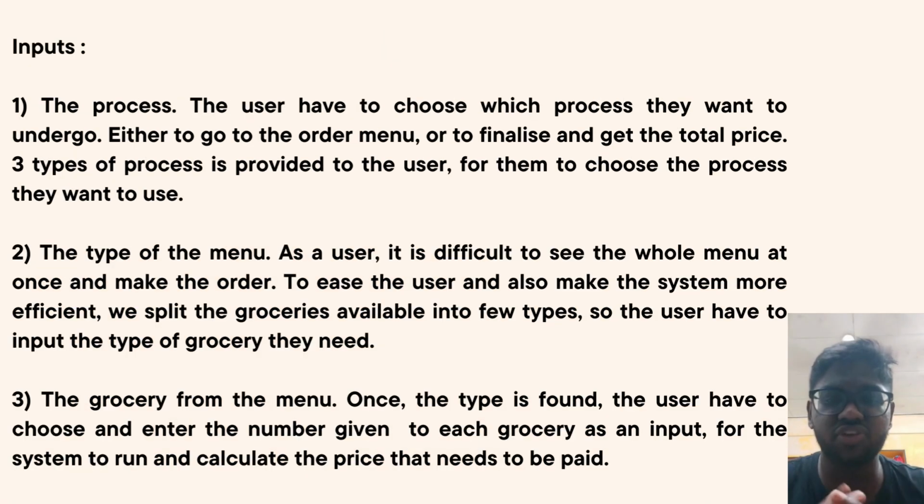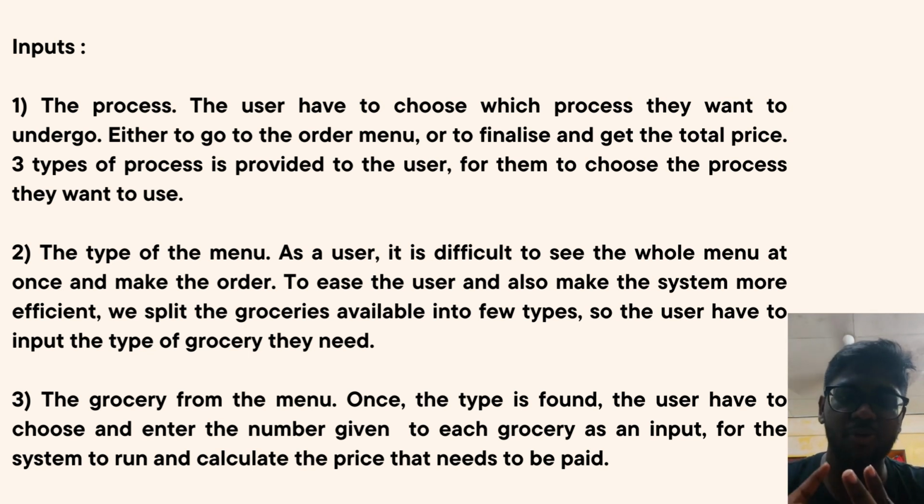So let's go into the first input. The first input that we are about to provide the user is the process. We're going to provide the user with a choice to choose which process they want to undergo. They either can go to the order menu to make the order, or they can finalize and get the total price of the things that they order. We are about to provide the users with 3 types of process for them to choose from. This will be the first input from the user.